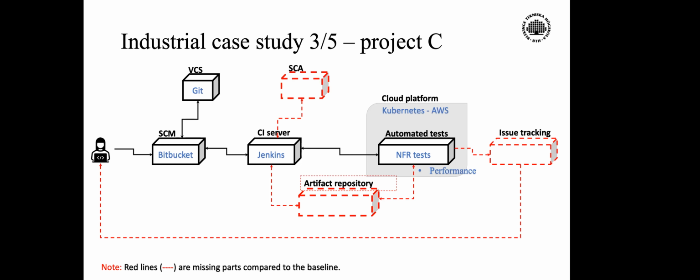The third project is quite a small one, so you can see they actually have 3 parts missing, and it's a very small team. Basically, they can store their build artifacts locally, and they can directly communicate with each other. So they only evaluate the performance perspective for the NFR aspect. But it's worth mentioning they use different tools compared to the previous 2 projects. They use Bitbucket, a different one, to manage the source code and version control.